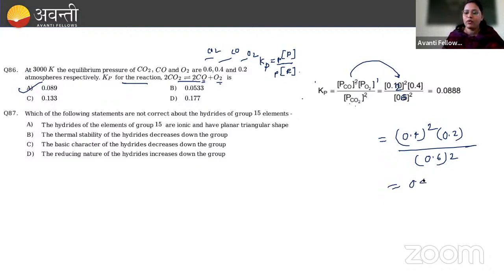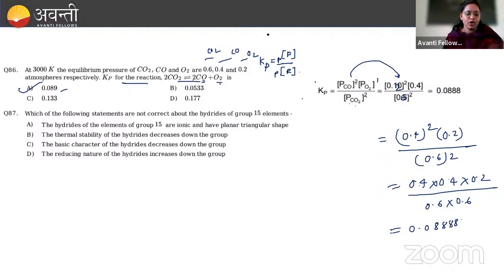ओके, 0.4 इंटू 0.4 इंटू 0.2 divided by 0.6 into 0.6. When you do all these calculations now, you can find out that the answer is what? Option A. So we'll get answer 0.088. Okay, that is around 0.089. Right? Any doubts in this, everyone? Yeah, let's move on to the next problem.